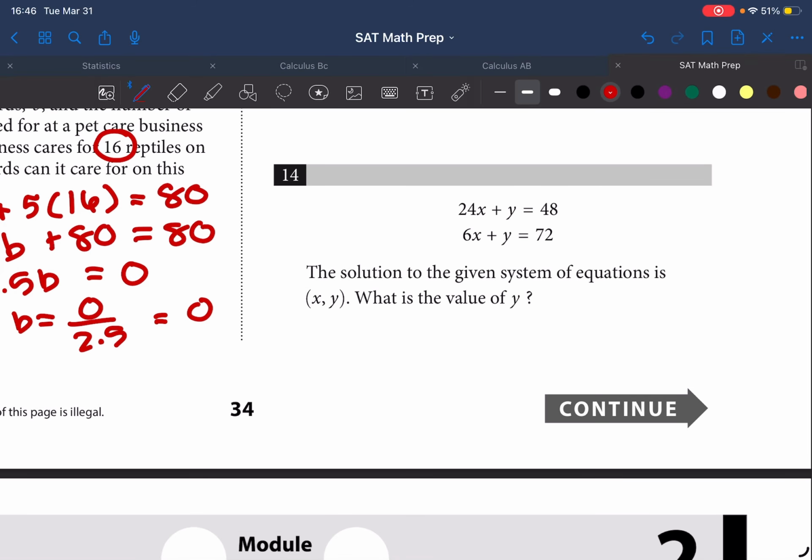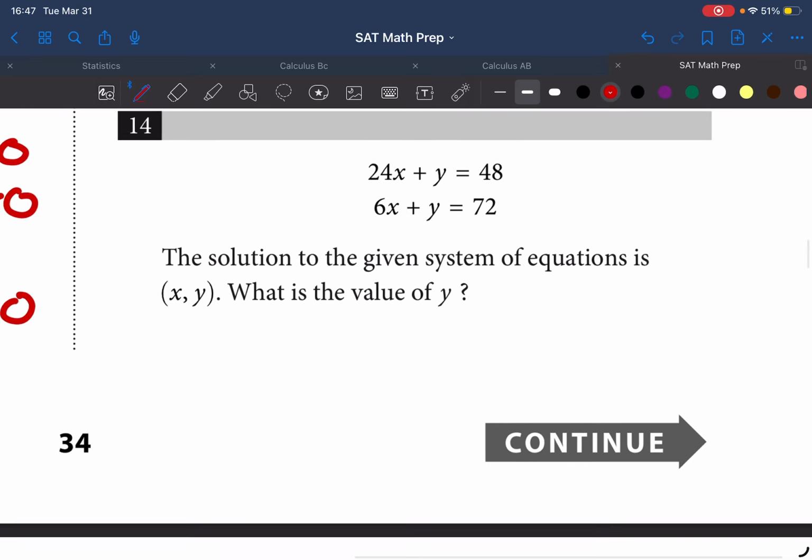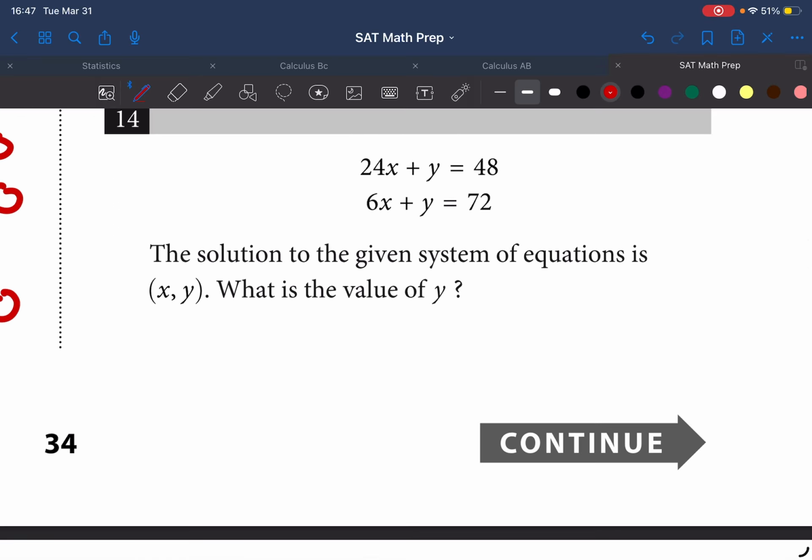Okay, let's look at more SAT math prep examples. So this question gives us two equations. It says the solution to the given system of equations is x comma y. What is the value of y? In order to solve this, we have to use systems of linear equations.